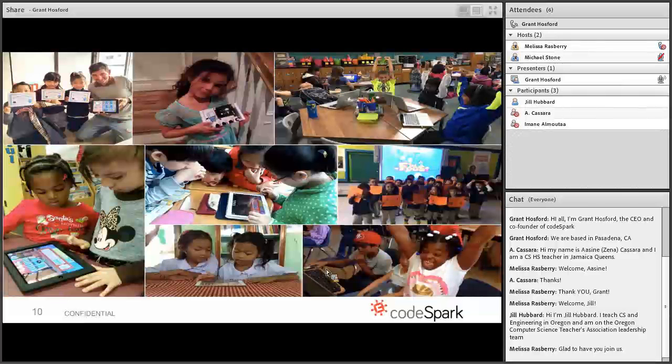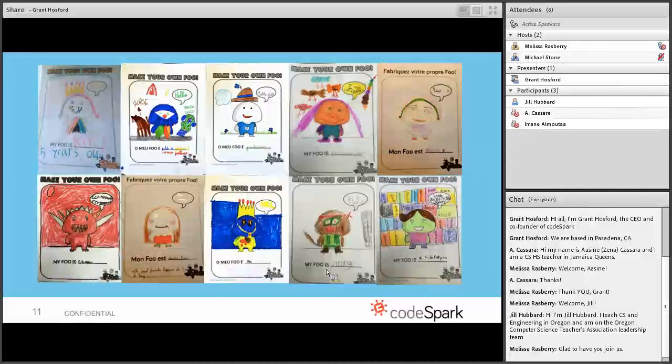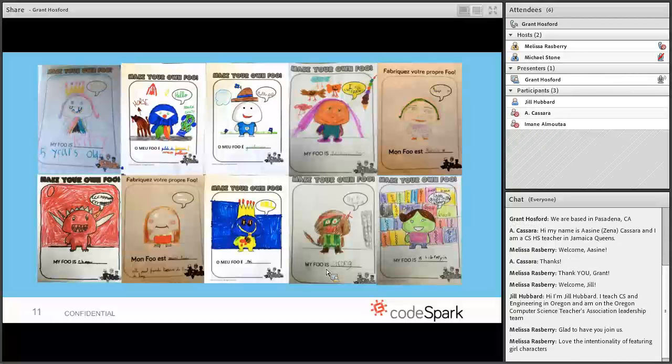These are some fun shots from around the world. CodeSpark has been used in 224 countries at this point by over 5 million kids, and that's in about the last 26 months. These are some fun make-your-own Foo submissions from a contest we ran a few months ago.